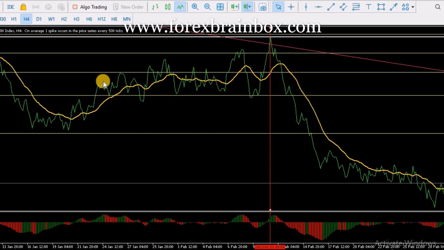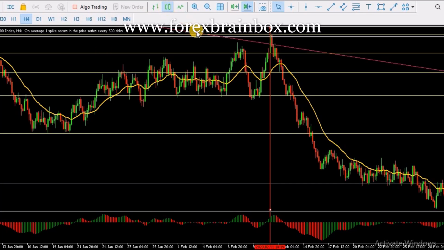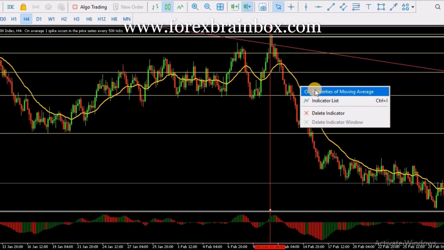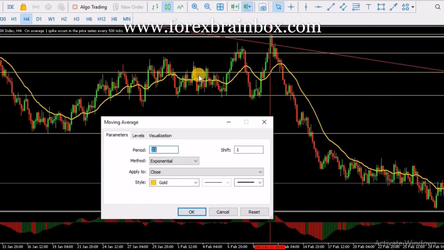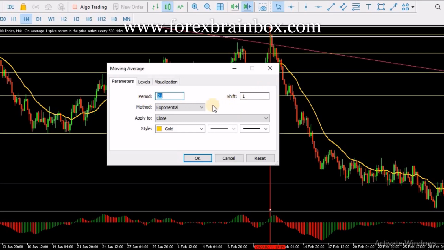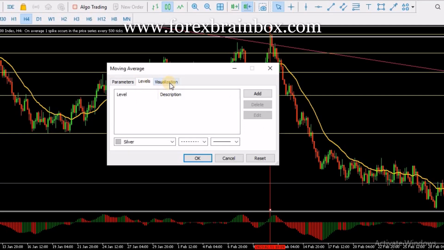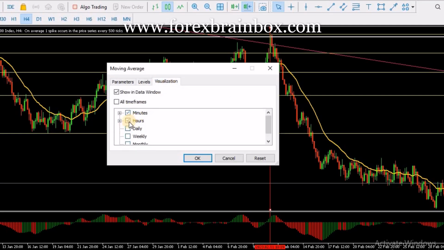You want your candlestick to close below your moving average. This moving average, let me take it for you so that you get to see the setup. This is the setup. Period 21, shift 1, exponential, apply to close. You can put any color you want. I'm sure you're able to see this. It's only on minutes and hours, not on daily. Put it like that, but you can do whatever you want to do.